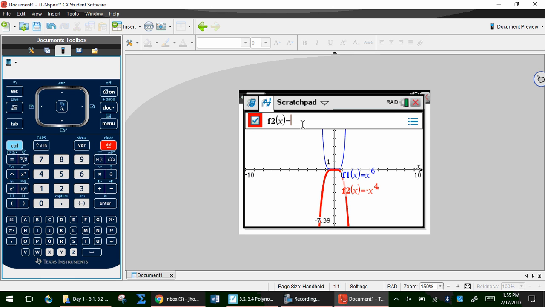Yeah. Do we get thinner? Or do we get wider? Get closer to the line? Thinner. We're going to talk about that.